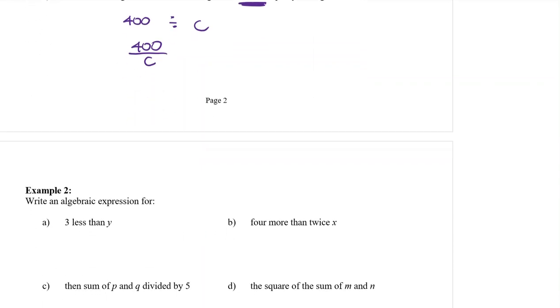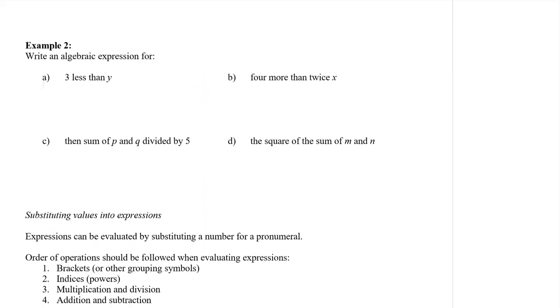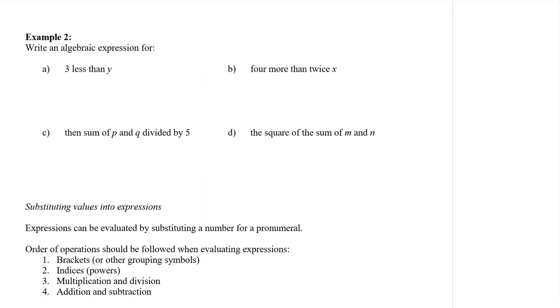Okay, on to the next page. Question 2. More algebraic expressions. So you need to be familiar with the types of words that we use. So you can see things in here like less than and sum and square sum, more than, twice. What do all these words mean? We could make ourselves a little list. Do you want to make a list? All right. What are all the things that you can think of that mean plus?